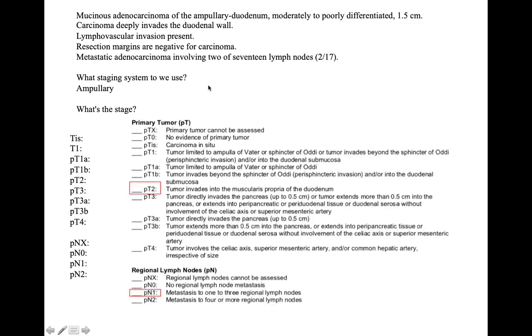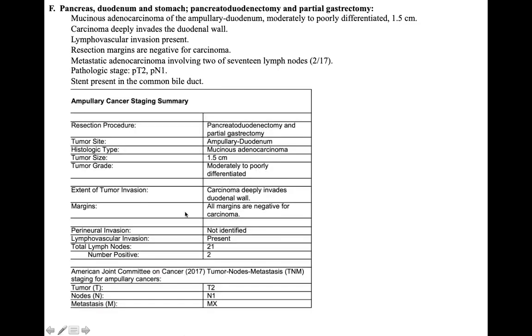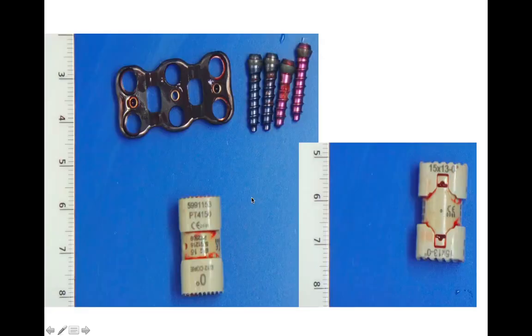And as you could see, in this case, the tumor invades into the muscularis propria of the duodenum. So this was staged as a pT2 and a pN1. So here's the final diagnosis, and this is ampullary. The tumor site is ampullary duodenum, stage pT2 pN1, and it invades deeply into the duodenal wall.